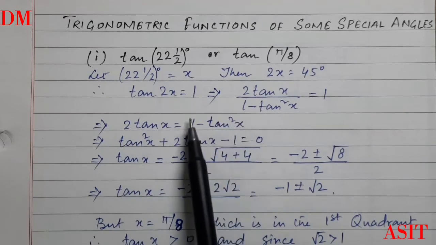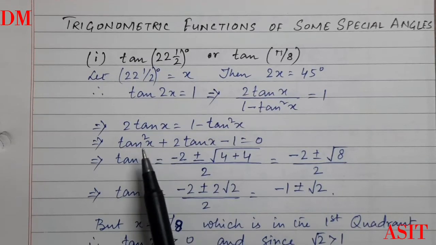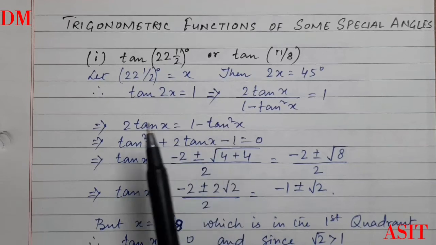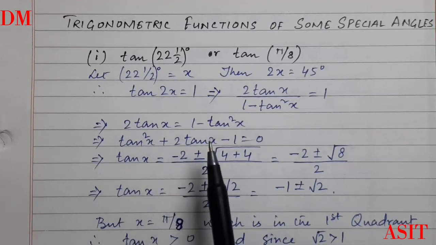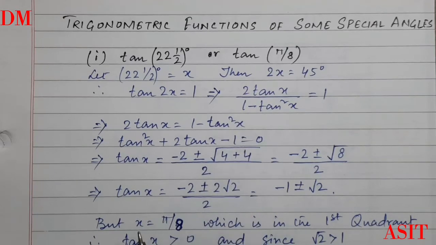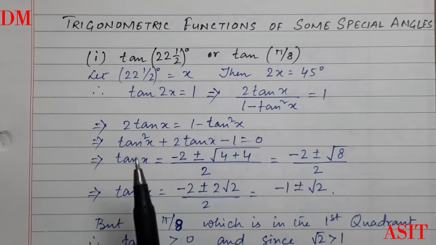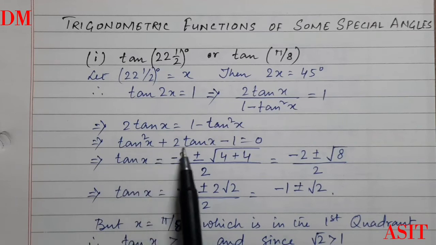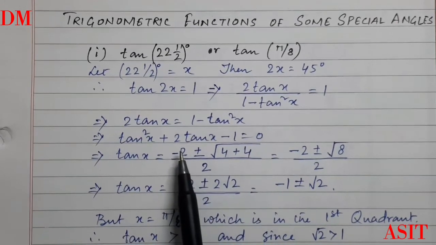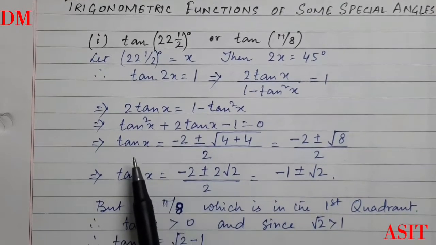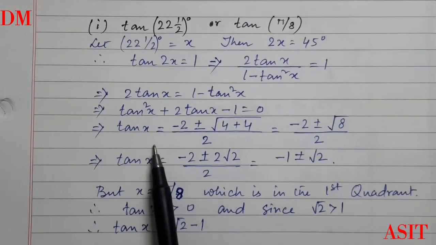Now we are taking all the terms in one side. So I am taking these two terms in that side. So it will be tan square x plus 2 tan x minus 1 equals to 0. Now this is a quadratic expression. This is a quadratic equation in fact in tan x. So we can use the Sridharacharya formula.